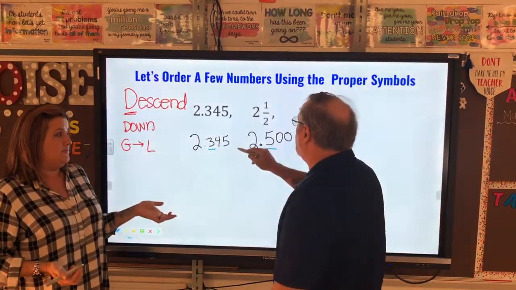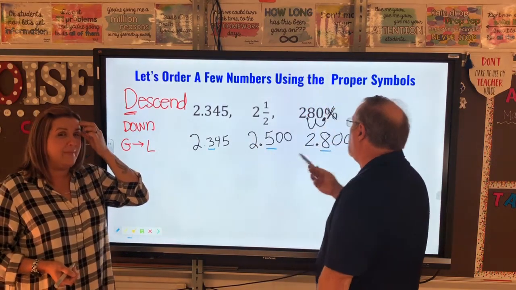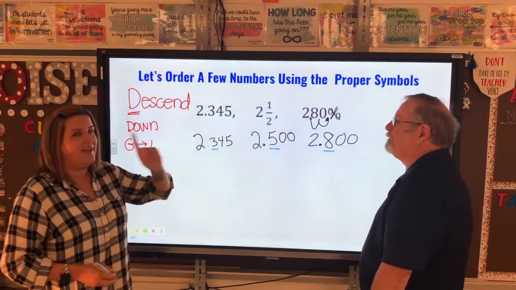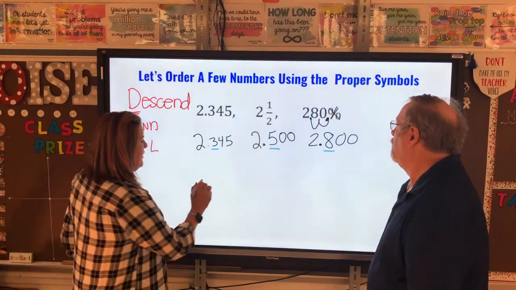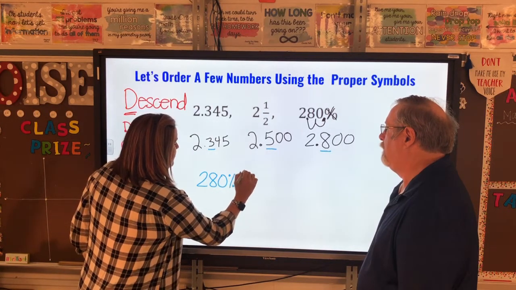So, okay, we're descending, which means we're going down, so we're looking for the biggest number. Well, I know 8's bigger than 5 or 3. All right, so we're going to start with the 8, and again, I'm going to write it in its original form. So 280% is now greater than.